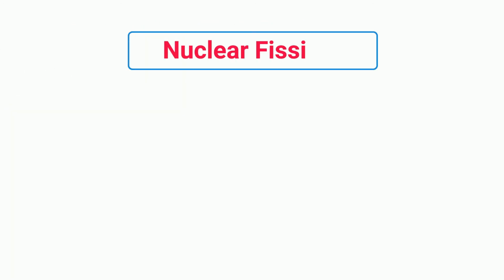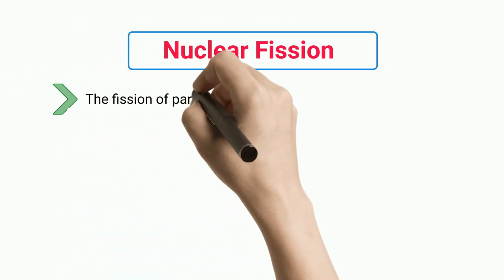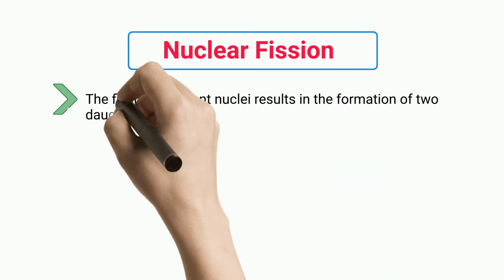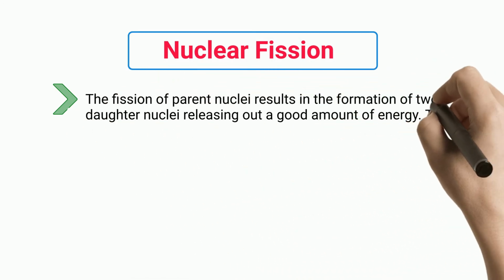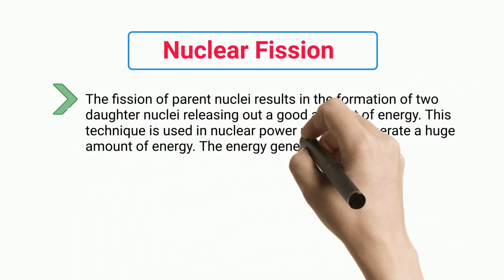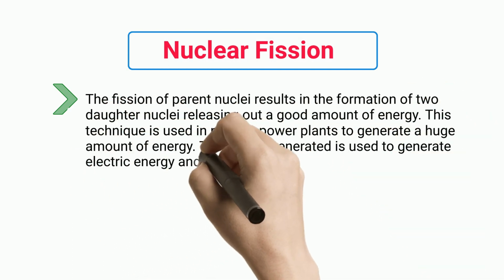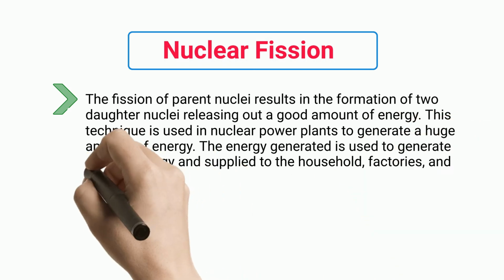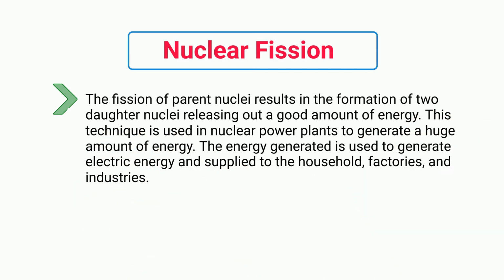Nuclear fission. The fission of parent nuclei results in the formation of two daughter nuclei, releasing a good amount of energy. This technique is used in nuclear power plants to generate a huge amount of energy. The energy generated is used to generate electric energy and supplied to households, factories, and industries.